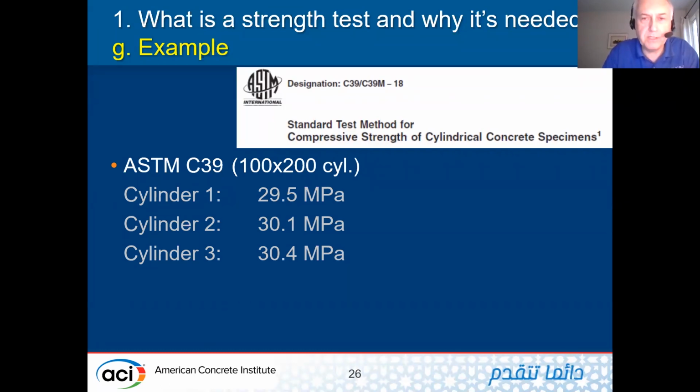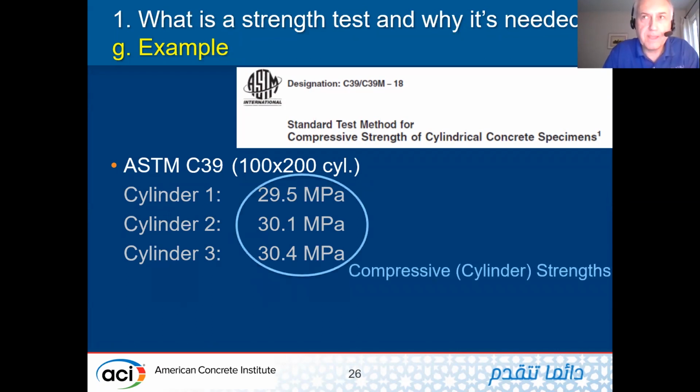We have 3 cylinders, we have 3 strength tests, and this is what we refer to. These are compressive strengths or cylinder strengths. Some people even call it cylinder breaks. So this is what they are. These are not strength tests. The average of those cylinder strengths is the strength test.